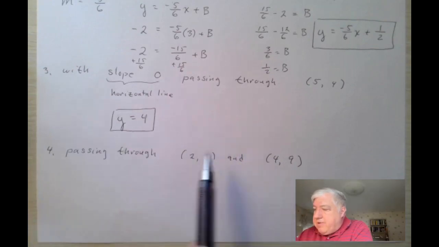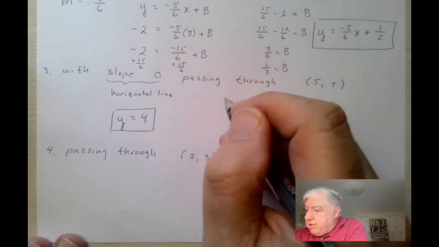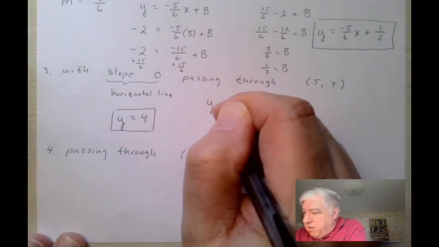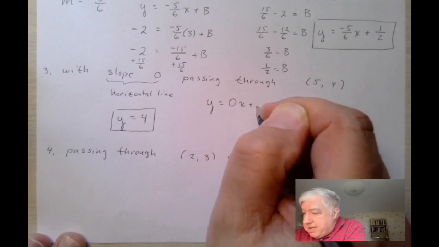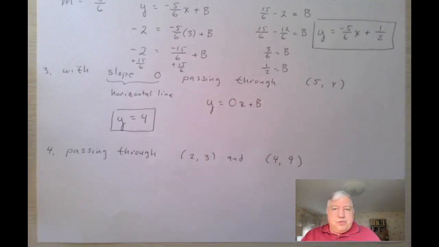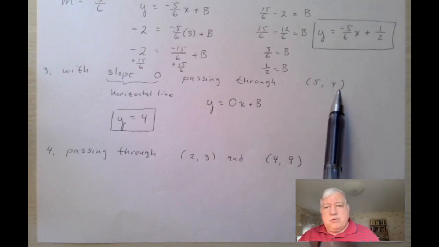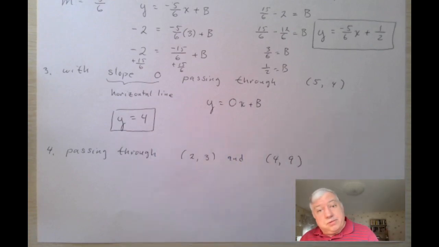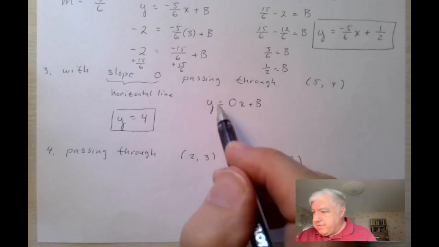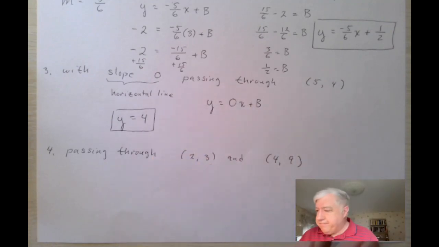Okay. But if you wanted to go through this again, you could also do it the way we did up here. You could write y equals 0x plus b. And then this 0x just goes away, and you get y equals b. And then you substitute y equals 4, and you get this.